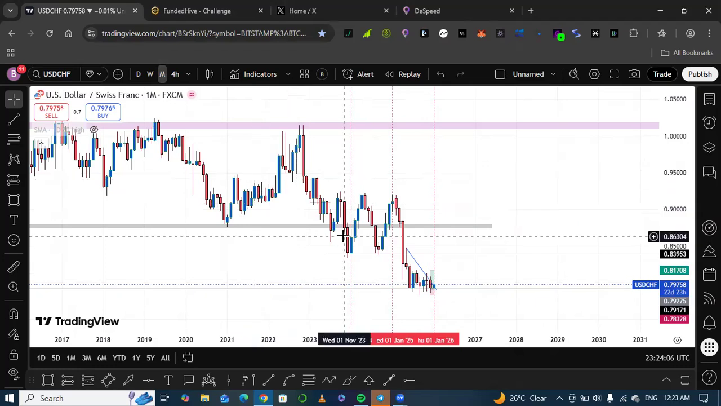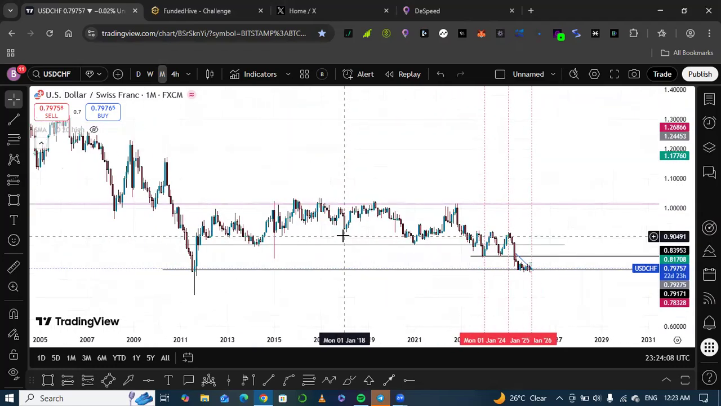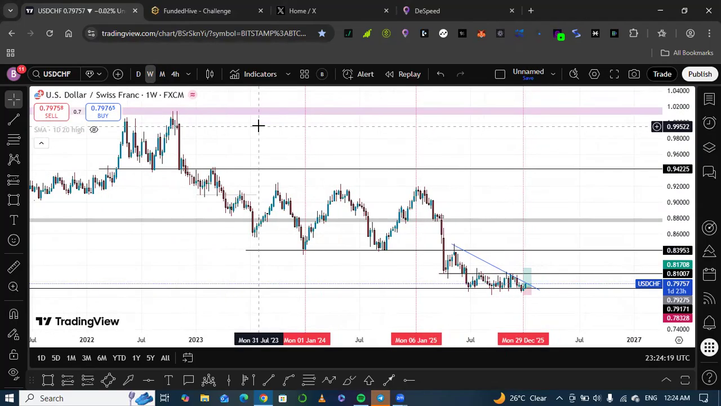So there's a tug of war, and it's in favor of the bulls, because this is a very strong level. So on the monthly time frame, due to this consolidation and due to this level, I am bullish on USD. Remember, I always manage my risk.